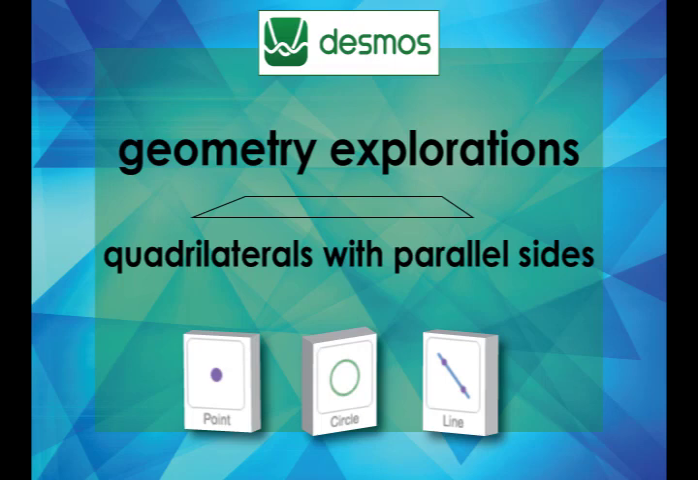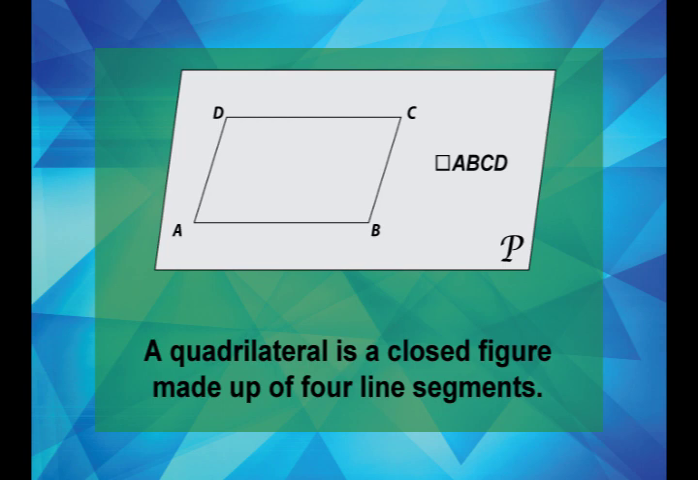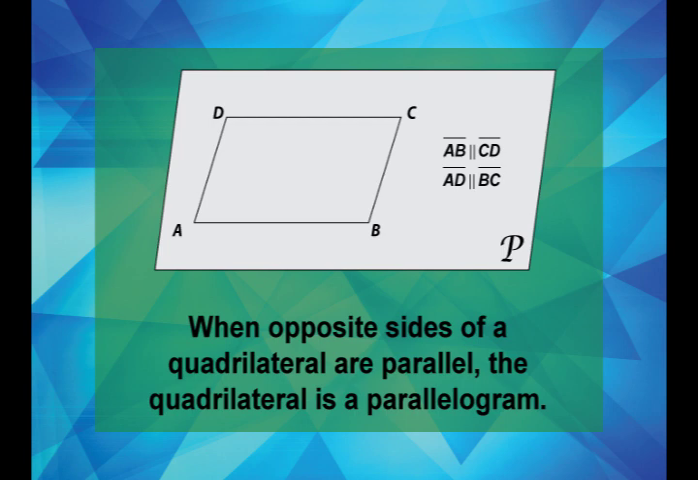In this tutorial, we define and explore the properties of quadrilaterals with parallel sides using the Desmos geometry tools. A quadrilateral is a closed figure made up of 4 line segments. This is quadrilateral ABCD. When opposite sides of a quadrilateral are parallel, the quadrilateral is a parallelogram.